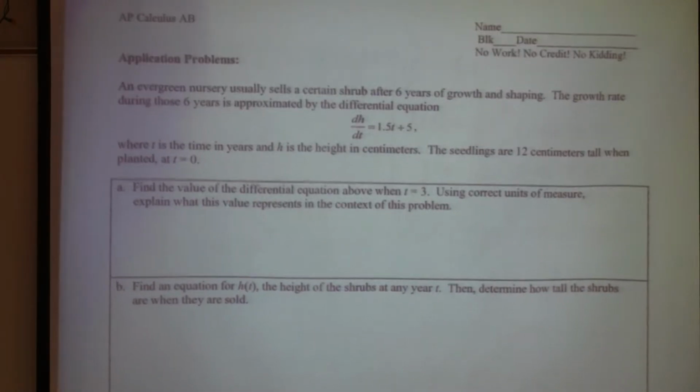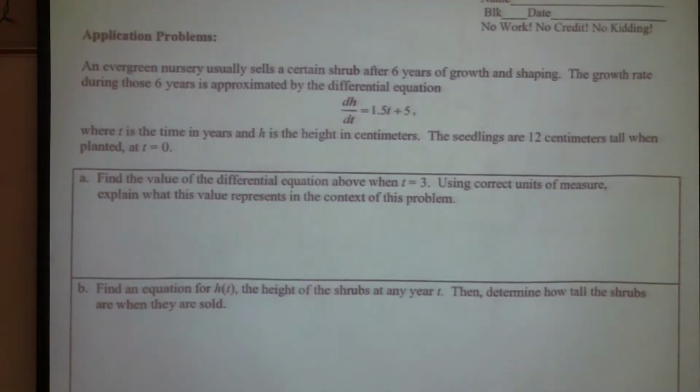Evergreen nursery usually sells a certain shrub after 6 years of growth and shaping. Oh my god, 6 years before they sell it? That's crazy, man. When are you gonna make money? The growth rate during these 6 years is approximated by the differential equation dH/dt = 1.5t + 5, where t is the time in years and H is the height in centimeters. The seedlings are 12 centimeters tall when planted at t equals 0.